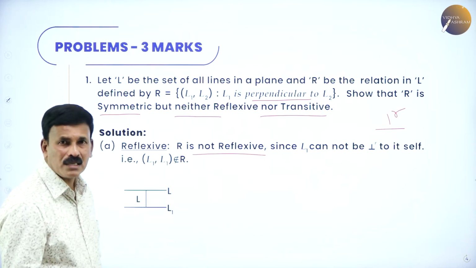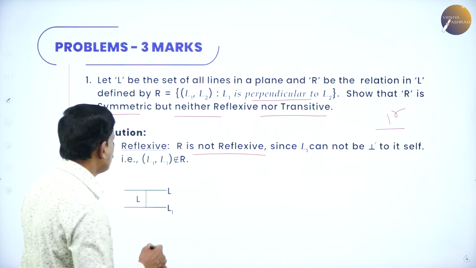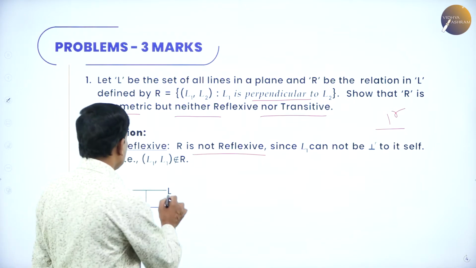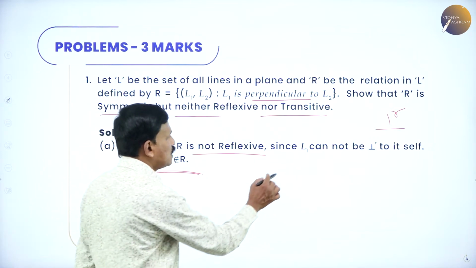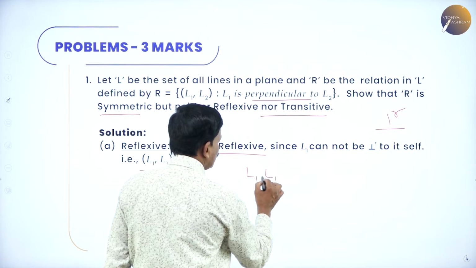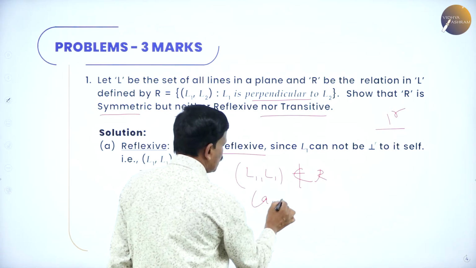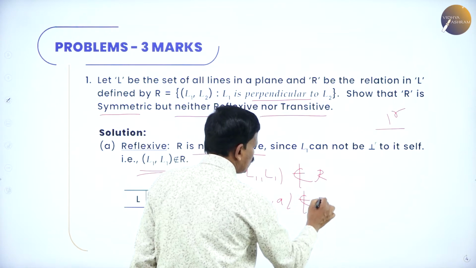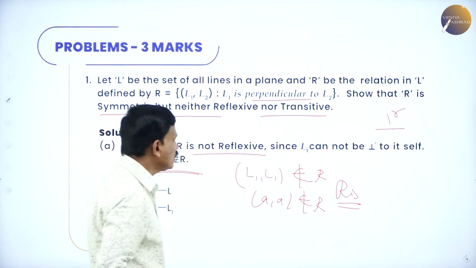Maybe it may be parallel. It is not perpendicular. So L1 cannot be perpendicular to itself. So for all L1, (L1, L1) does not belong to R. Since L1 cannot be perpendicular to itself, therefore (L1, L1) does not belong to R. That means (A, A) does not belong to R. That means R is not reflexive.